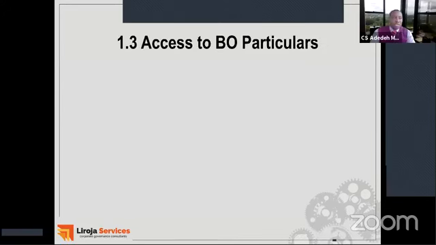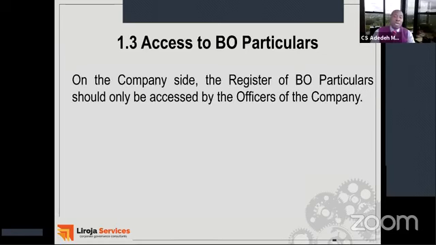Now you have the register. You've prepared it, it's ready, it's sitting in the company, you printed a few copies, you have them. Who can you share that information with? Now, on the company side, the register of beneficial owners particulars should only be accessed by the officers of the company. The officers being individual directors and the company secretary. Those are the officers of the company recognized under the Companies Act.